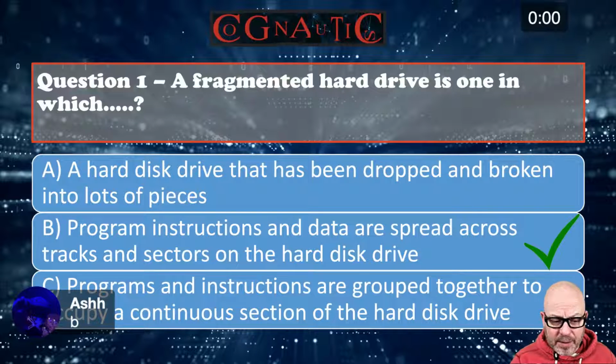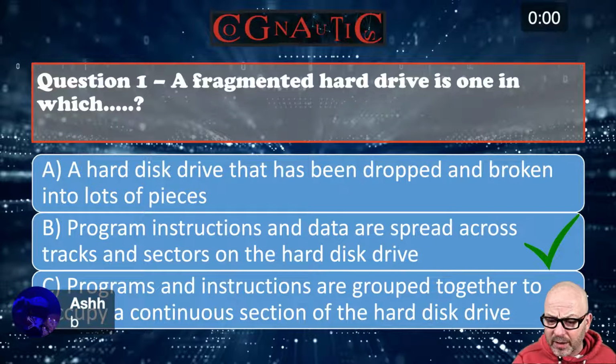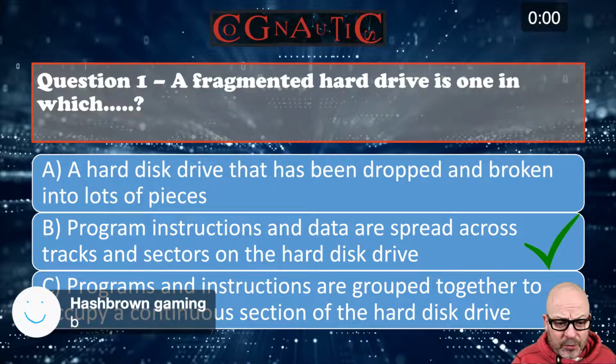The answer's B. You are all superstars. That is outstanding. You can have some applause. Hash Brown came in with B. That is also outstanding. Okay, next.